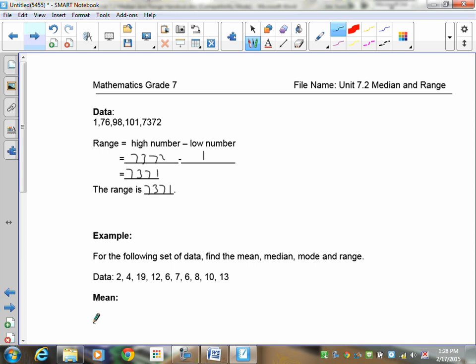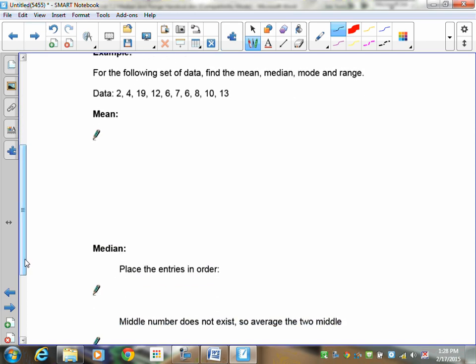Okay, so now what we're going to do is we're going to put all the last 2 lessons together. Mean, median, mode, and the range. And I've given you a data set of 2, 4, 19, 12, 6, 7, 6, 8, 10, 13. I want you to stop the recording and calculate the mean, the median, the mode, and the range of this data set, please.